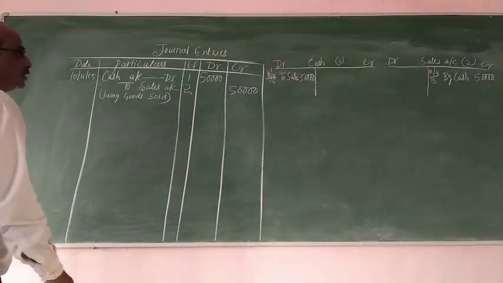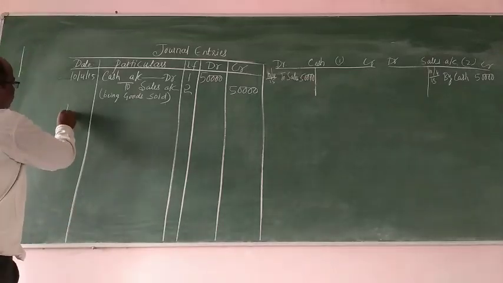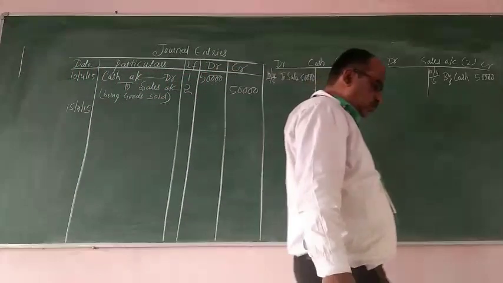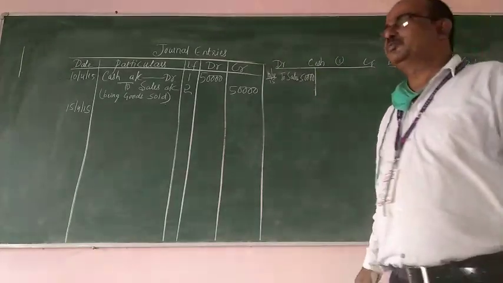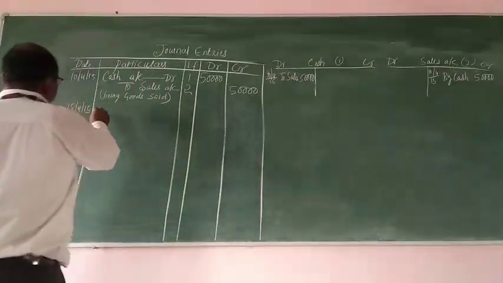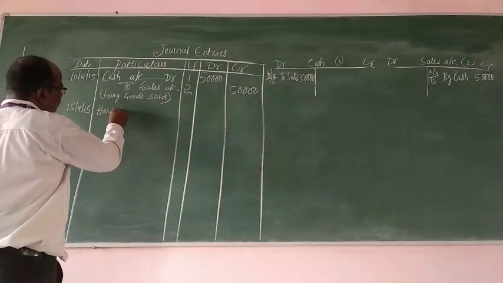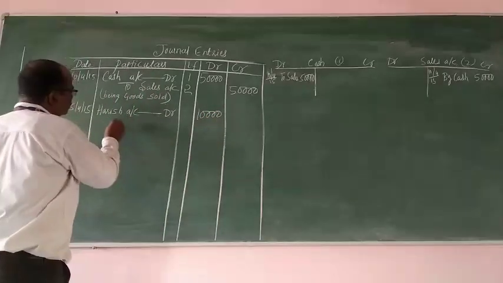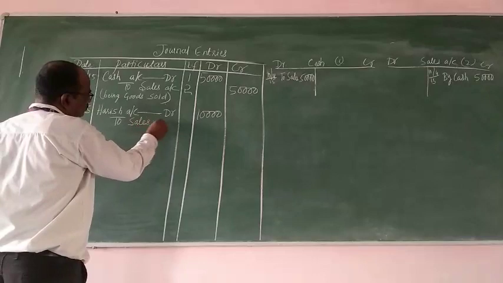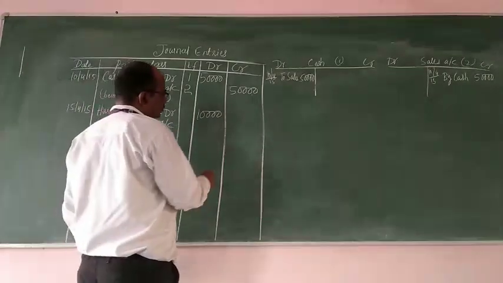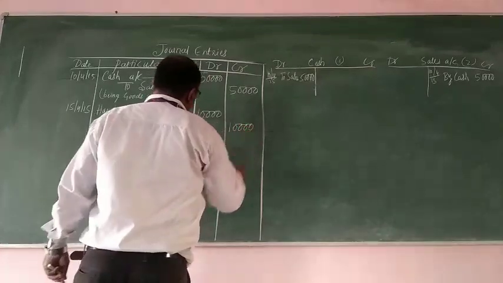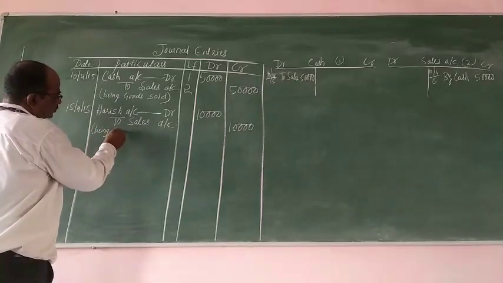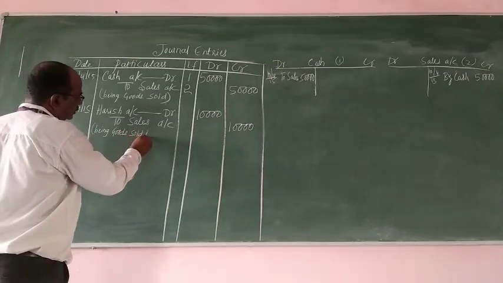So this is journal. Now 15/4/2015. Sold goods of rupees 10,000 to Harish. So Harish account debit to sales account. Being goods sold to Harish.